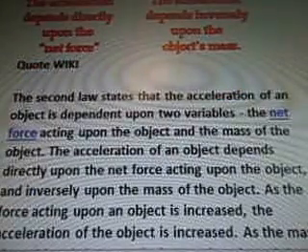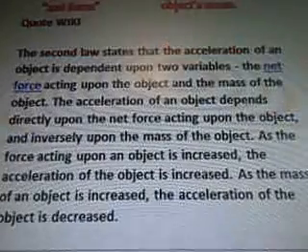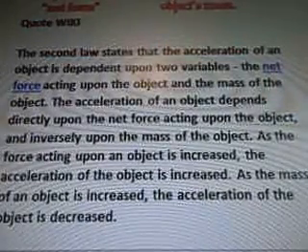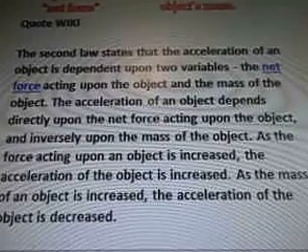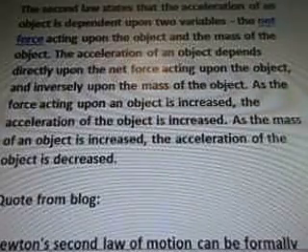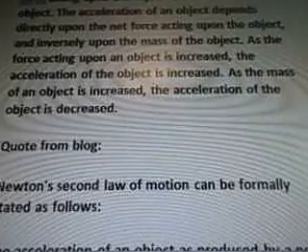Quote from Wiki. The second law states that the acceleration of an object is dependent upon 2 variables, the net force acting upon the object and the mass of the object. Acceleration of an object depends directly upon the net force acting upon the object and inversely upon the mass of the object. As the force acting upon an object is increased, the acceleration of the object is increased. As the mass of an object is increased, the acceleration of the object is decreased.